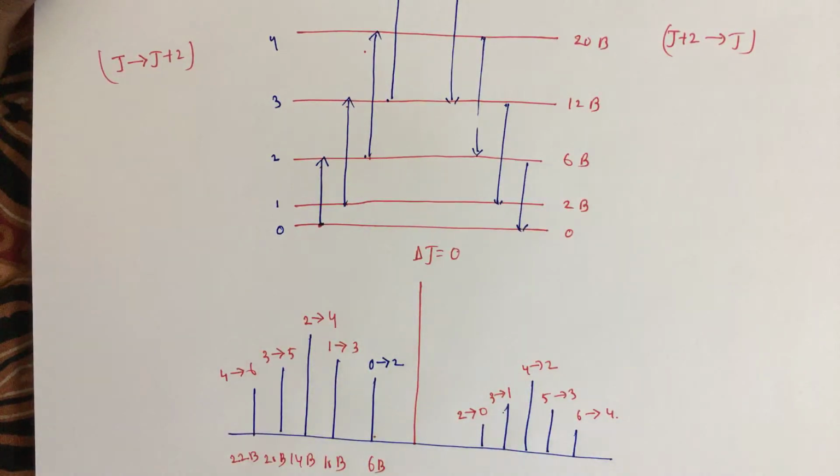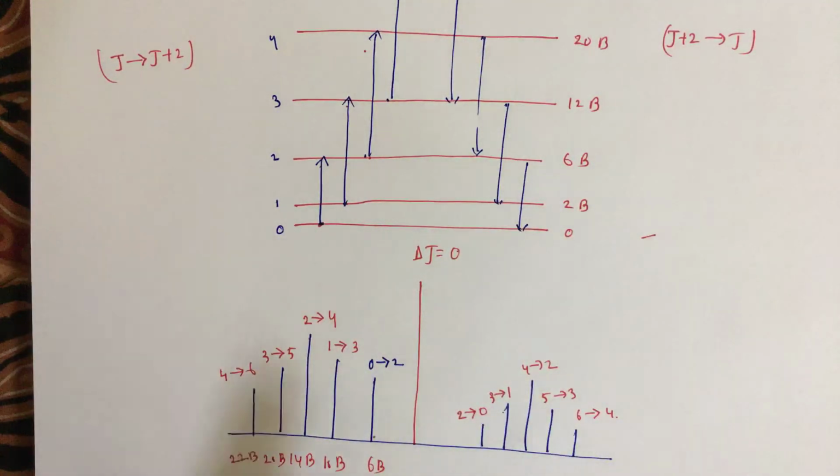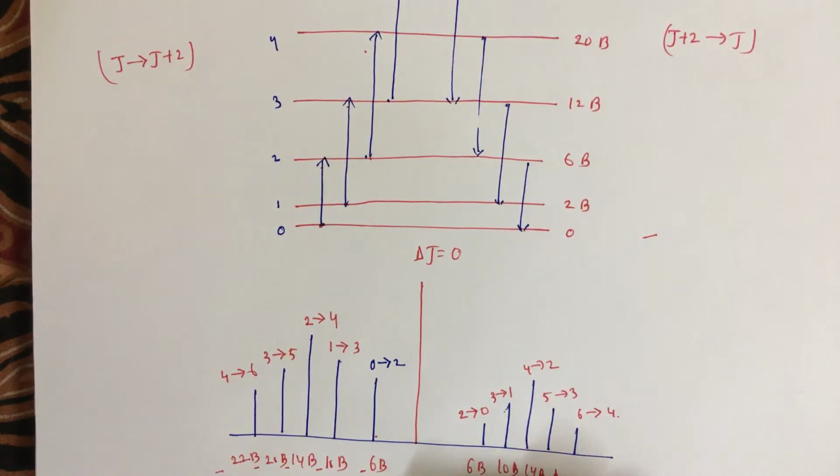So just remember, before I said the Stokes lines means negative, and anti-Stokes lines is positive. That means these will all be negative values, and these will be positive values: 6 beta, 10 beta, 14 beta, 20 beta, and 22 beta, like that.